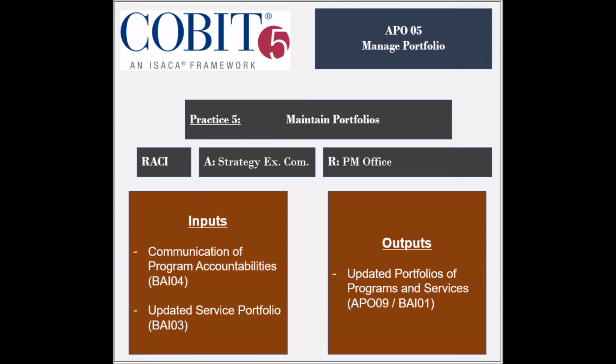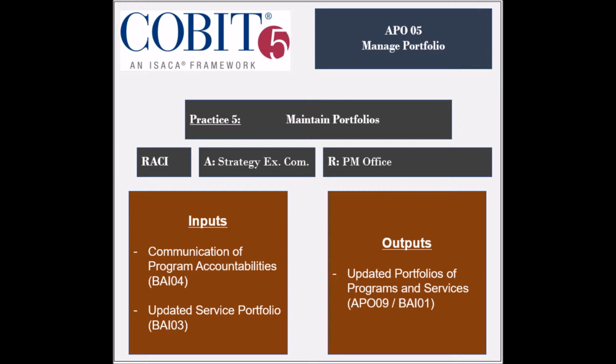The fifth practice is to maintain the portfolio. From a RACI charts perspective, the entities that are responsible for this practice are the business executives, the project management office, and the chief information officer. The entity that is held accountable is the Strategy Executive Committee.